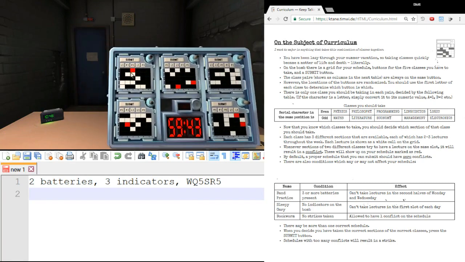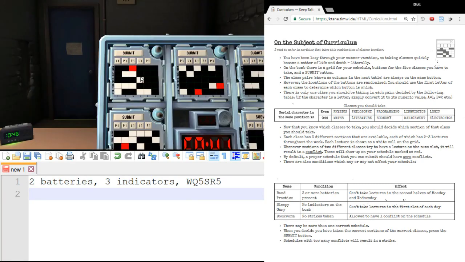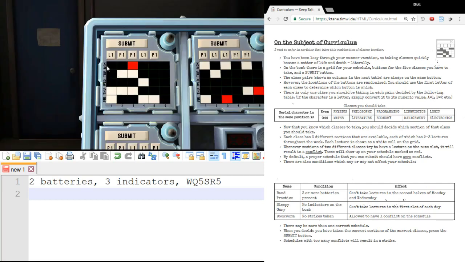So this is curriculum. On it, zoom in, you have a schedule, Monday through Friday, 6 time slots, 6-hour slots. And these are the classes that are being taken during those time slots. Through this, you can toggle which classes you're taking based on the letter and which section based on the number.